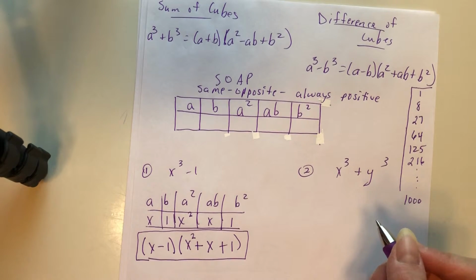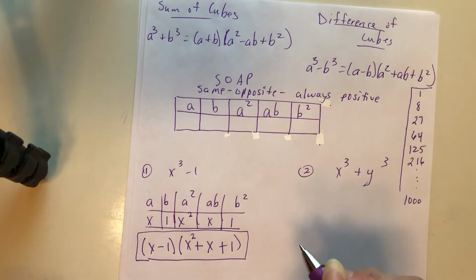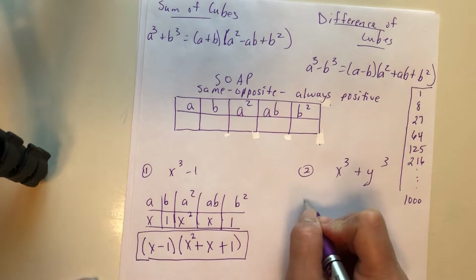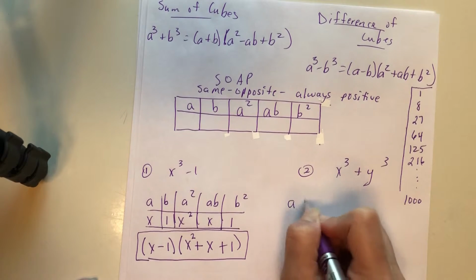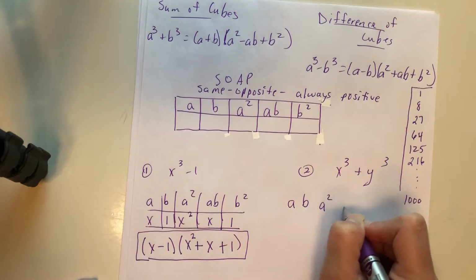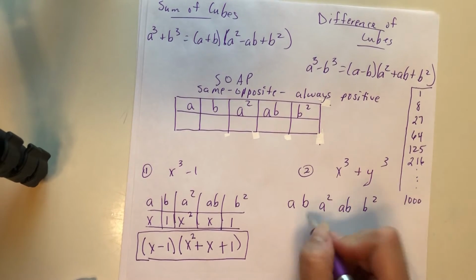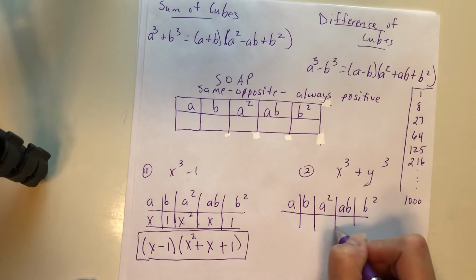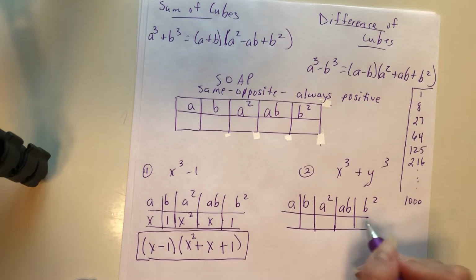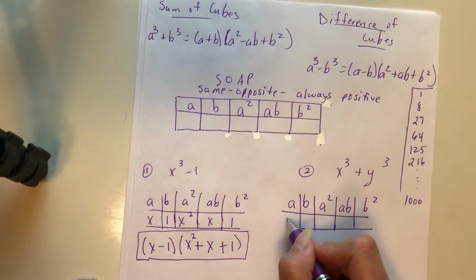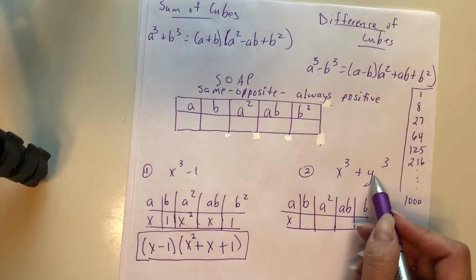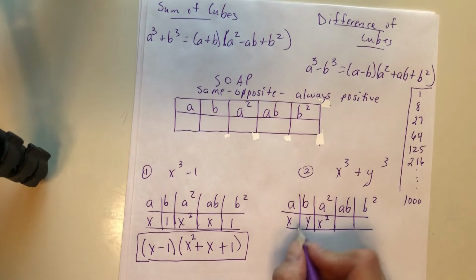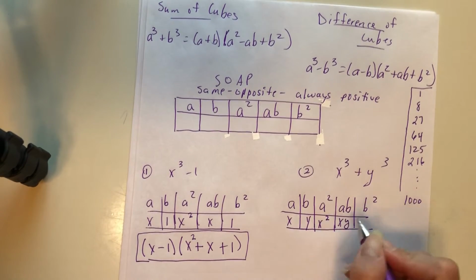Example 2. Okay, that was an ambulance that just came by. All right, so second example, we're going to do our table: a, b, a squared, ab, b squared. A is what I cubed to give me my first term. A is x. B is what I cubed to give me my second term. That's y. A squared is x squared. ab is x times y. b squared is y squared.